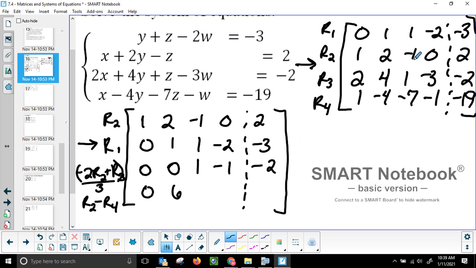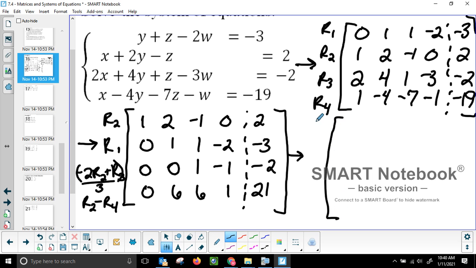Negative 1 minus negative 7, that will give me a 6 also. 0 minus negative 1 is a 1. And 2 minus negative 19 is 21. All right, so sometimes we like to multiply these by the reciprocal of this to get this to be a 1 or whatever. Of course, eventually we're going to want this to be a 0 and this to be a 0. It's really not a huge deal there. If we did try to multiply this whole thing by 1/6, we would get messy fractions here. So don't do that. It's just going to make it much harder for you in the future if you do.